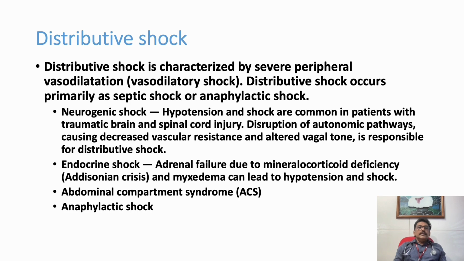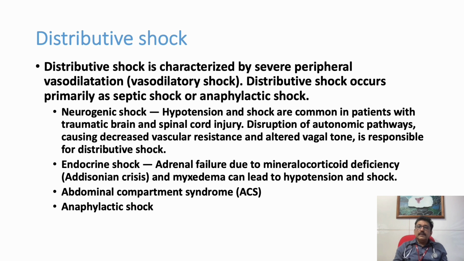Now the next one is distributive shock. Distributive shock is characterized by severe peripheral vasodilatation. When there is vasodilatation, even if the output is very good, there will not be adequate circulation to peripheral tissues. That produces features of shock. So distributive shock can be due to conditions like anaphylactic shock. The most important shock in that category is anaphylactic shock.